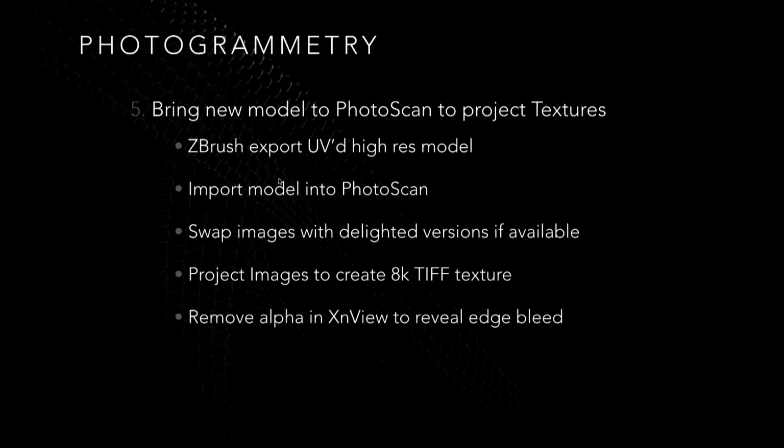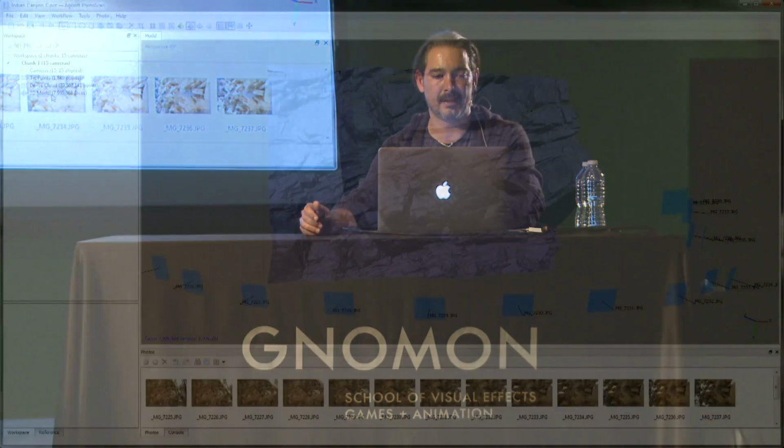And so the model that Photoscan made is still in Photoscan. You've got to delete it. Bring your new one in from ZBrush. That's your final asset, and then project the photos, where I swap the images in Photoscan to the ones that are delit, where I adjusted the exposure settings. And then you've got to clean it up, and I'll explain that later, because that probably makes no sense right now.